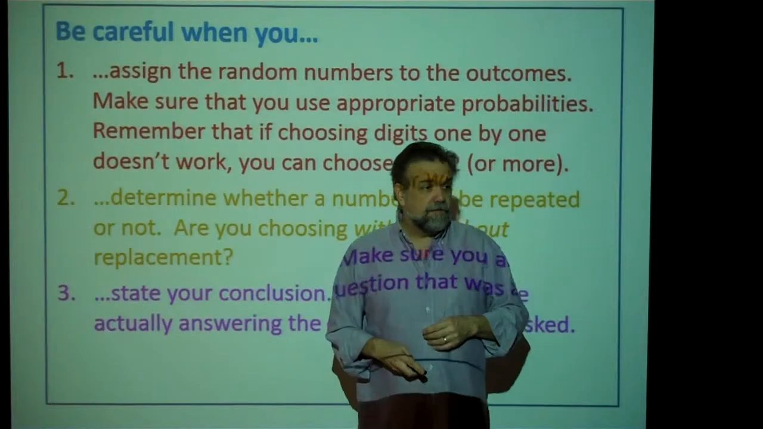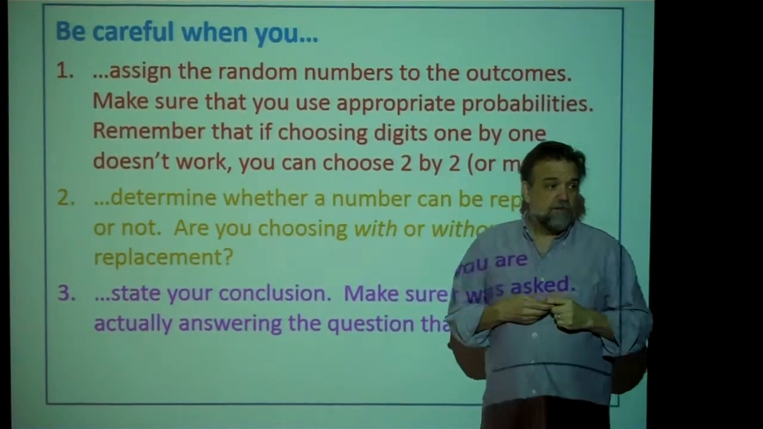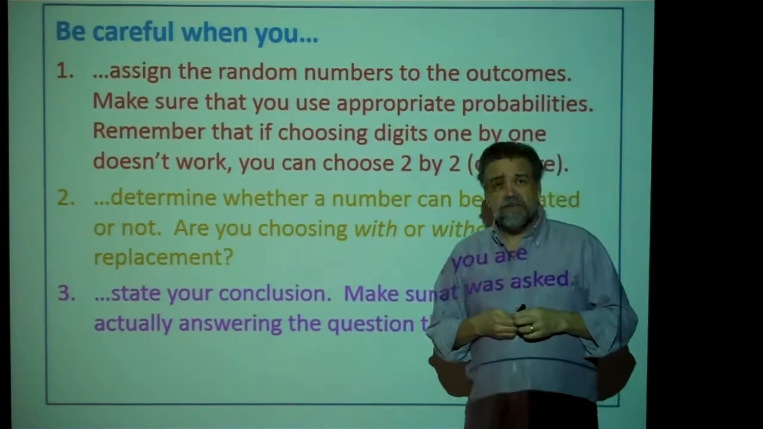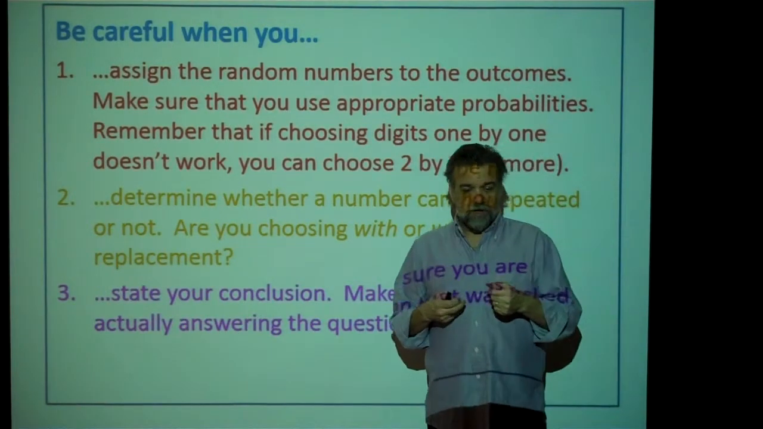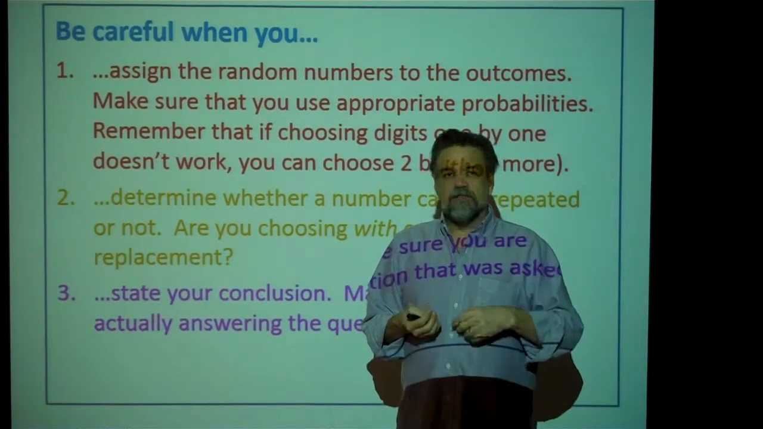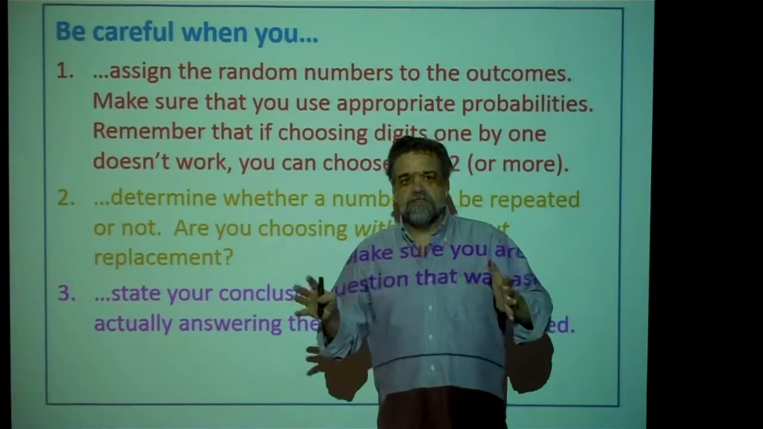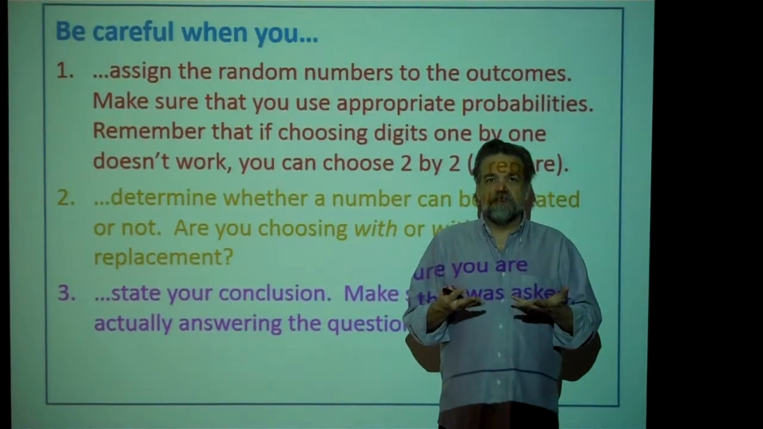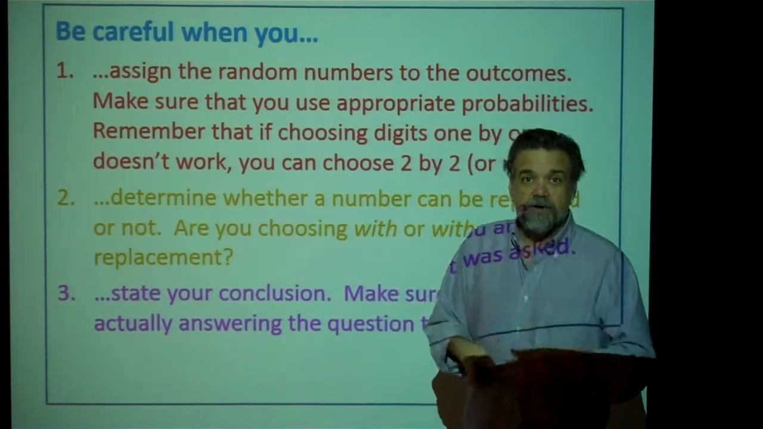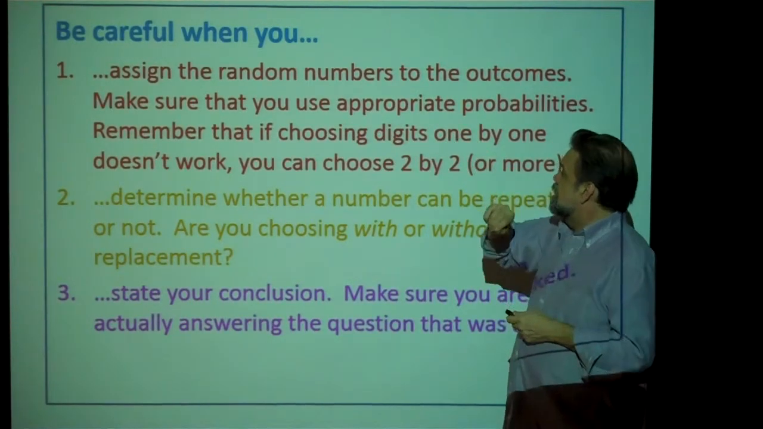A couple of things you want to look for. Be careful when you assign the random numbers to the outcomes. Make sure that you're using appropriate probabilities. For example, if I'd said it can either be raspberry or not raspberry, I'll make all the even numbers raspberry and all the odd numbers not raspberry, well, that's bad assigning of digits, because now I just gave it a 50-50 chance of getting the raspberry. That's not how it is. There were lots more non-raspberry than raspberry fillings there. So make sure you use appropriate probabilities.